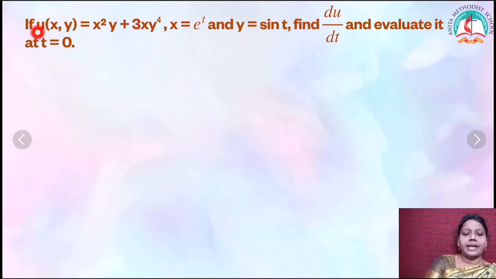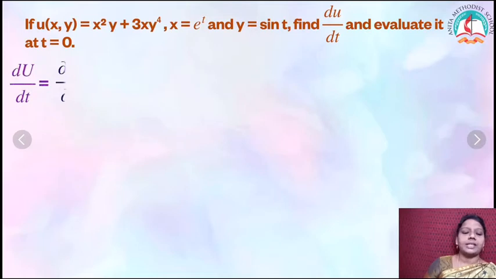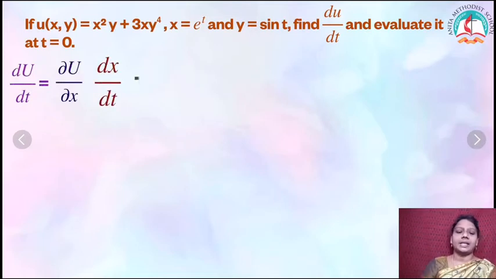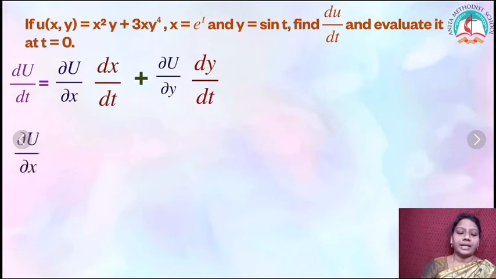u of xy is equal to, look at here, x square y plus 3xy power 4. But what is given to us? x is equal to e power t and y is equal to sine t. So u is a function of x and y, and x and y are functions of t. Now we have to find out du by dt. What is du by dt? Dou u by dou x into dx by dt plus dou u by dou y into dy by dt, since we have only two variables. So now we are going to find out each and everything.